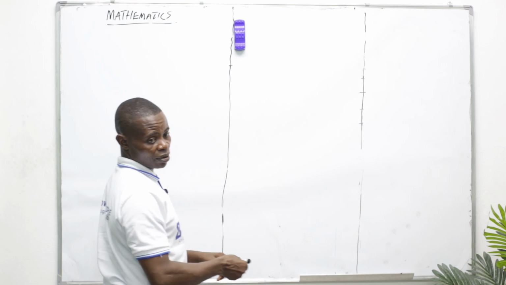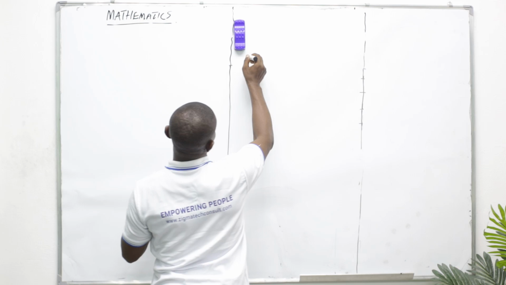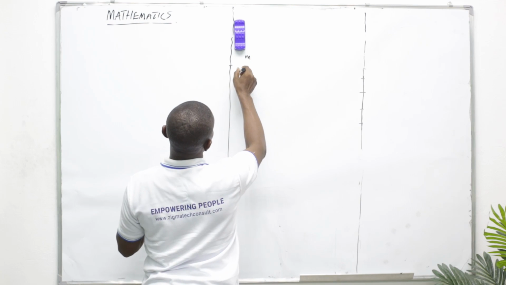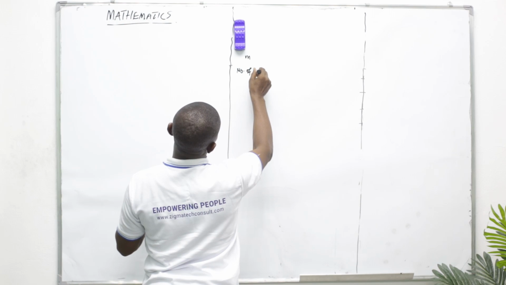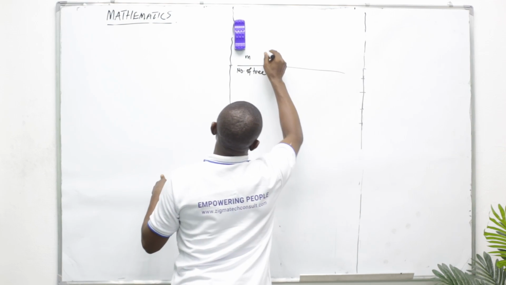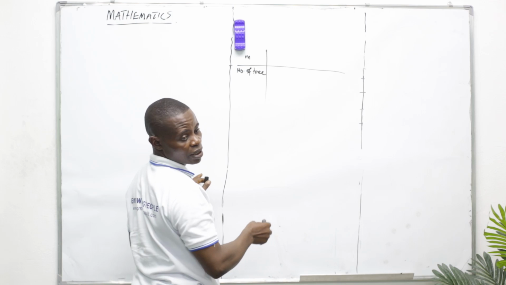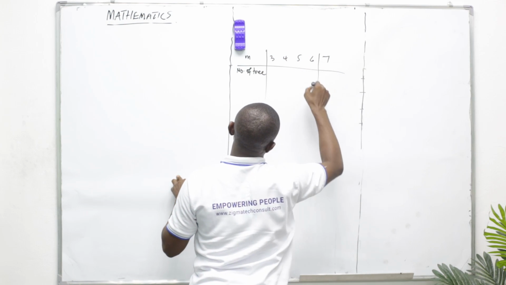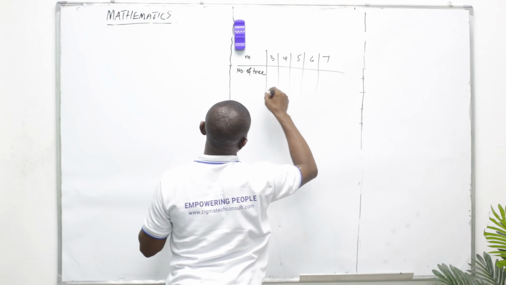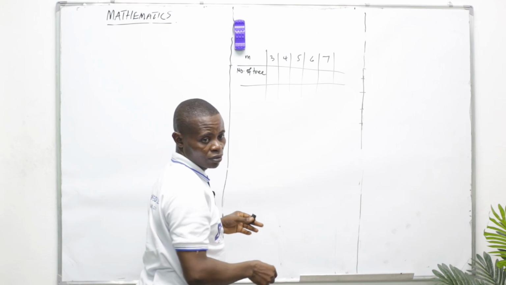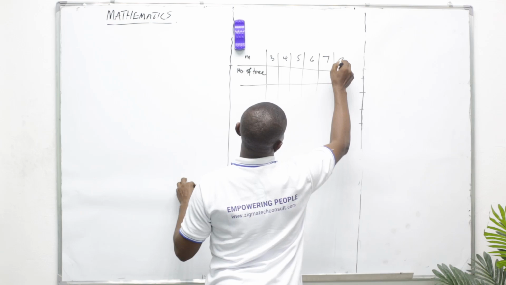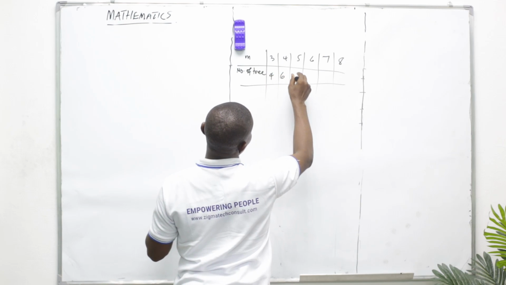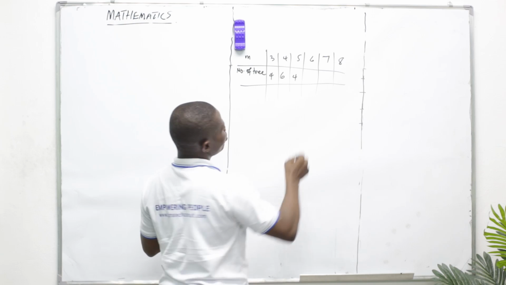I have this table: H, the height, and the number of trees. The height is 3, 4, 5, 6, 7, 8. Good. Then the number of trees is 4, 6, 4, 5, 6, 2.